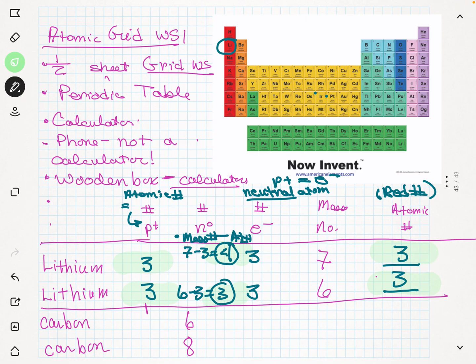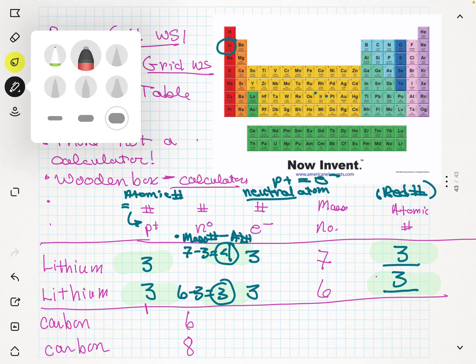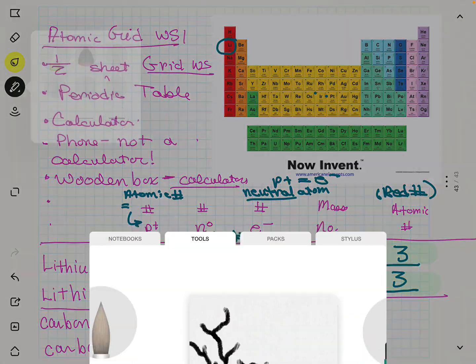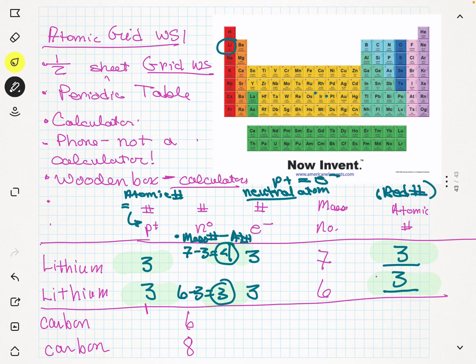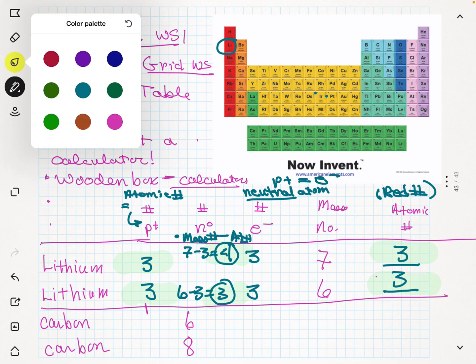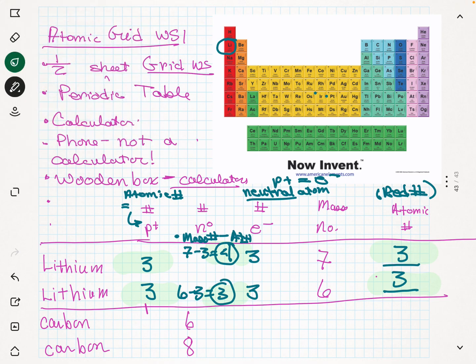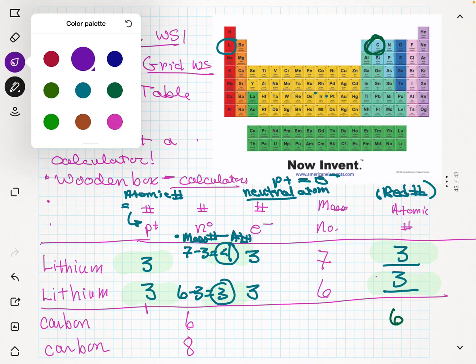Now I'm going to do carbon. Just getting to another color here, sorry about this. Shall I go with a nice bright green? There we go. So carbon is over here, and you can see on the giant periodic table up in the front of the room that it has an atomic number of 6. I guess I didn't change colors very well. Let's go with purple.